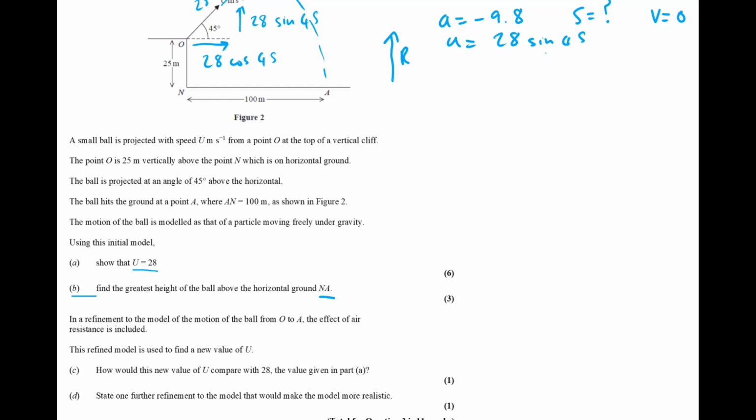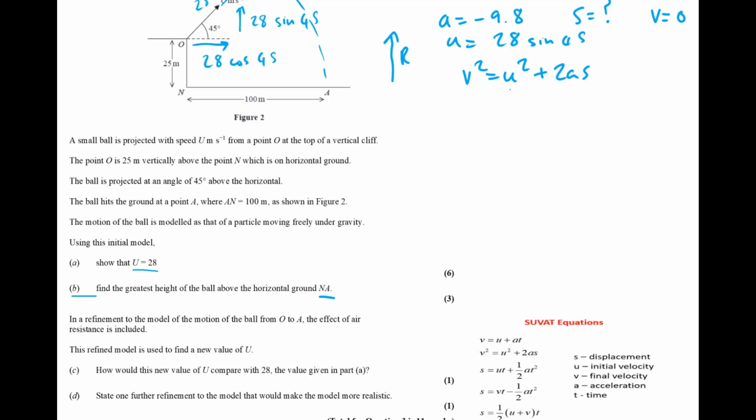What SUVAT equation are we going to use? v squared equals u squared plus 2as. Remember s, don't mistake that as a 5, because we have done that in class before, if you remember. So we get v squared equals u squared plus 2ah in this distance. We can even change the letter to h here. So v equals 0, that's important to remember.